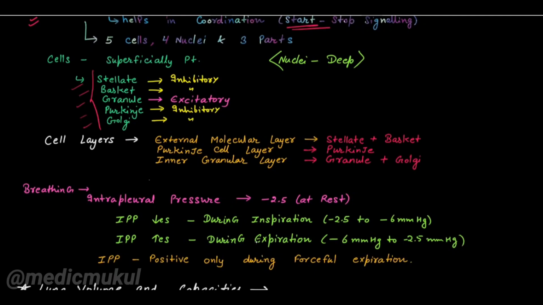Then remember the layers that are important for you. External molecular layer, Purkinje cell layer and inner granular layer. These are the 3 cell layers present in cerebellum. Also, if you want to remember that, remember the stellate and the basket are present in the molecular layer, Purkinje cells are present in the Purkinje cell layer, and granule and Golgi cells are present in the inner granular layer. If you want to remember, then remember, otherwise you can skip this one. Okay, just remember all these cell layers.